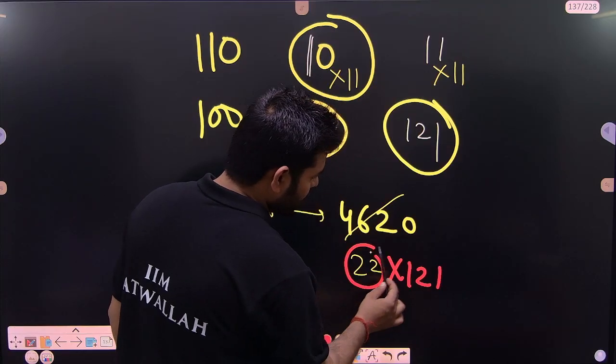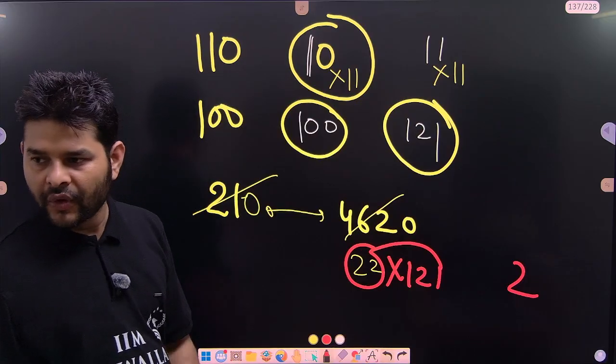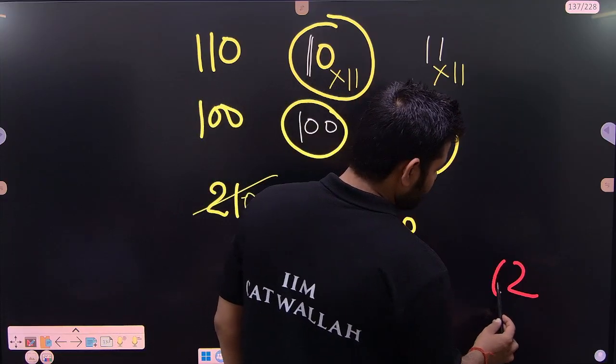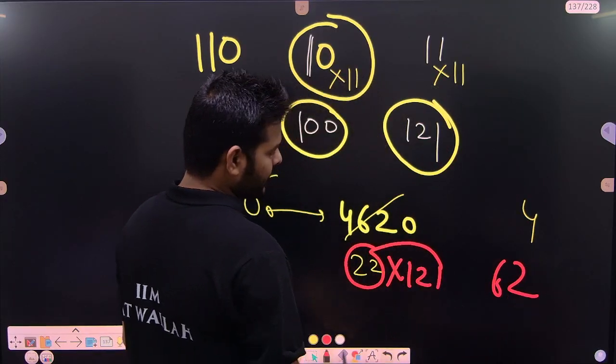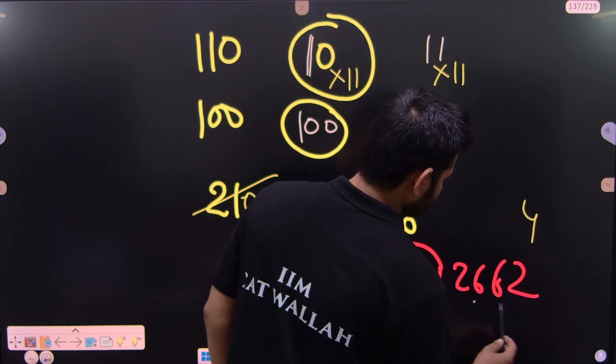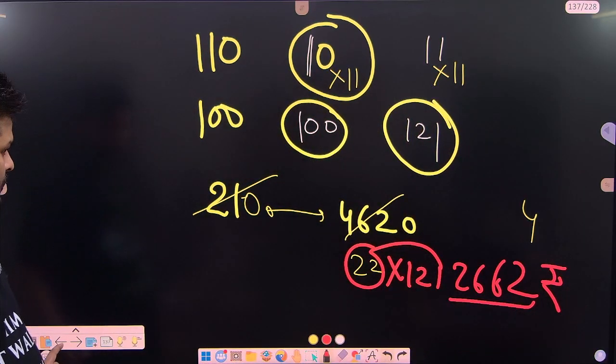So 121 unit, we need to multiply 121 by 22. 22 carry 2, 22 into 4, 44 plus 2, 46, carry 4, 22 plus 4, 26, 2,662. That would be your answer.